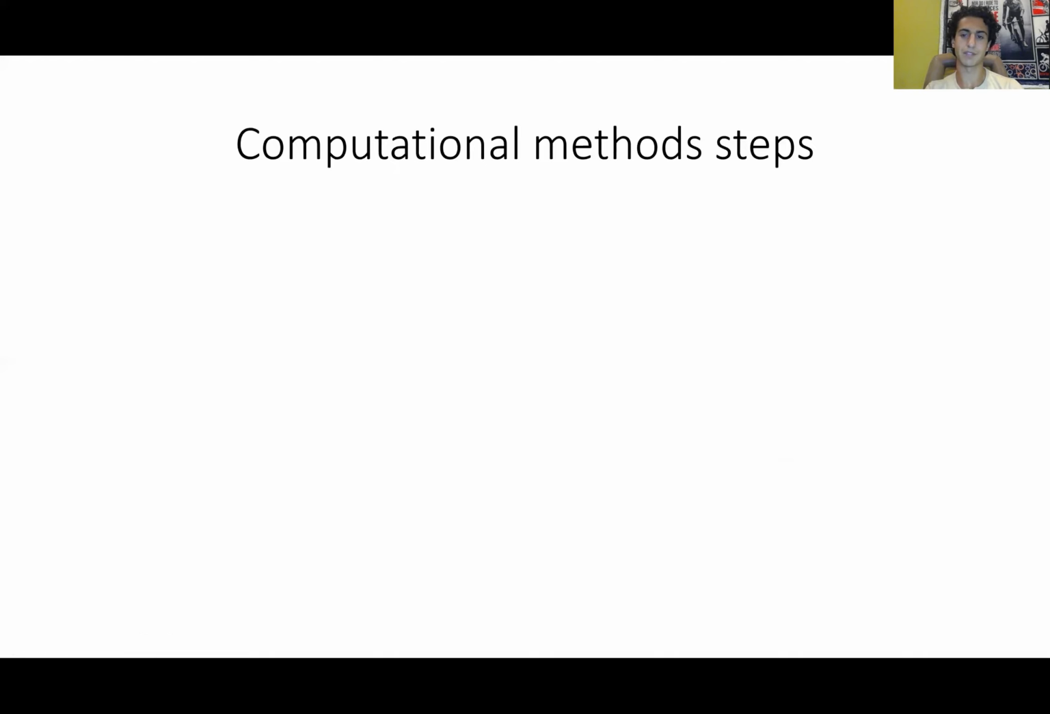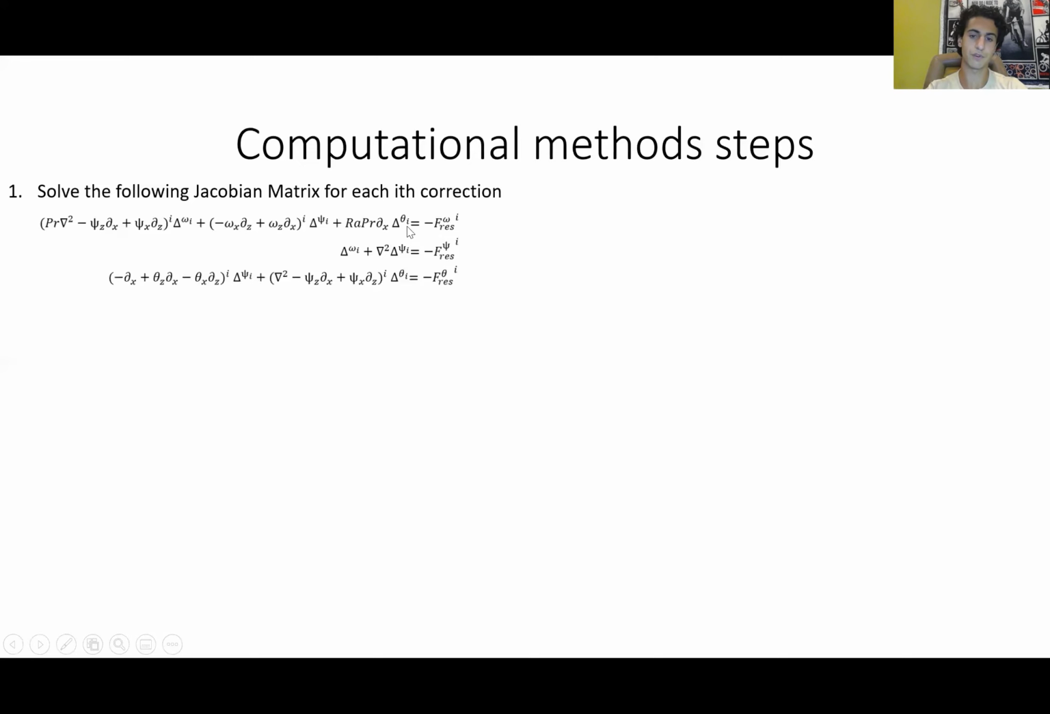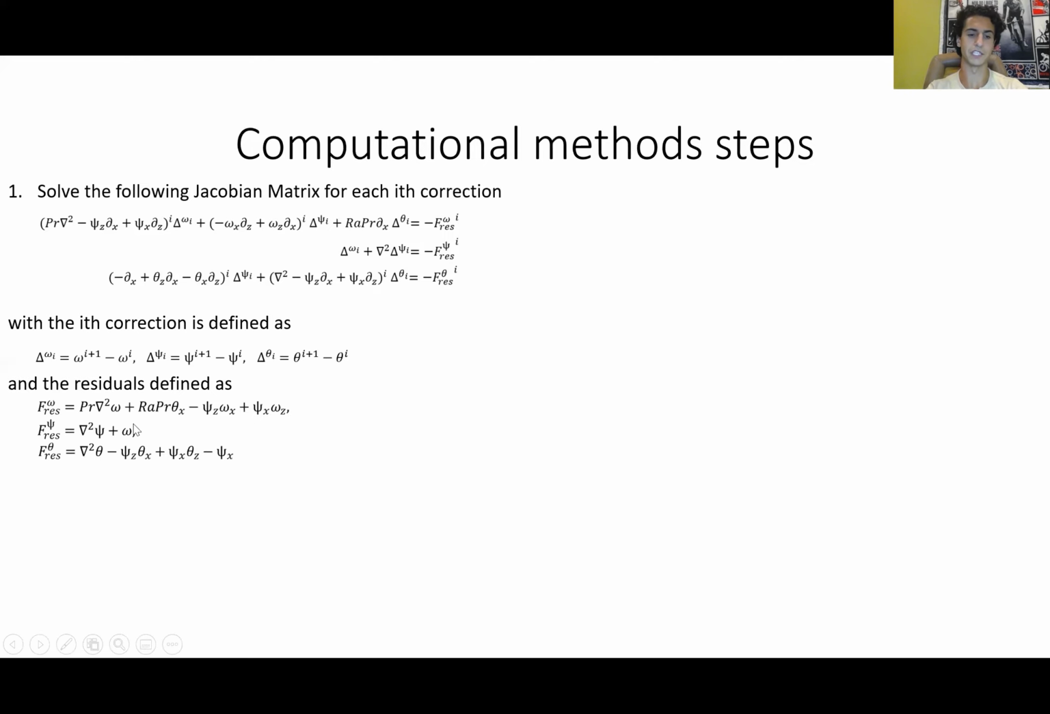So what are the exact steps of this? The first step is to solve the following Jacobian matrix for each ith correction. So we're solving this problem for each i, with i equaling 1, 2, ..., with the ith corrections being defined as the following, and the residuals defined as this from the previous page.